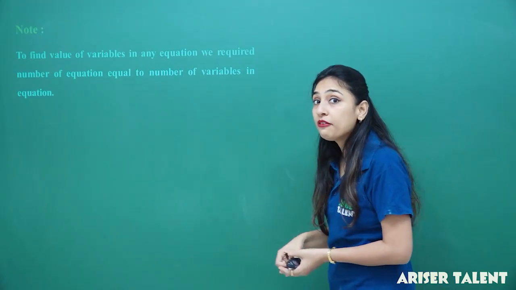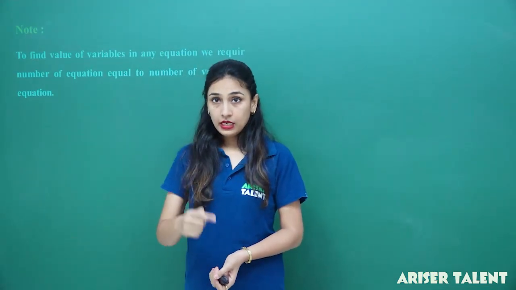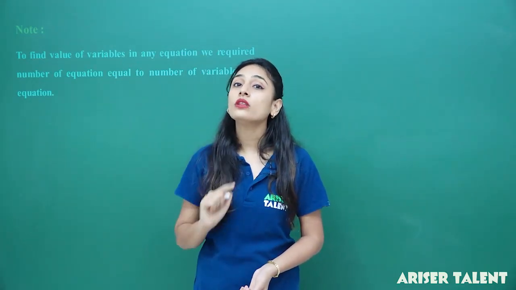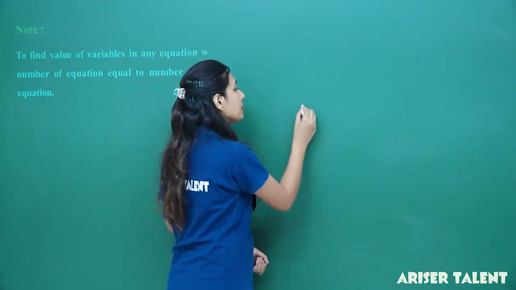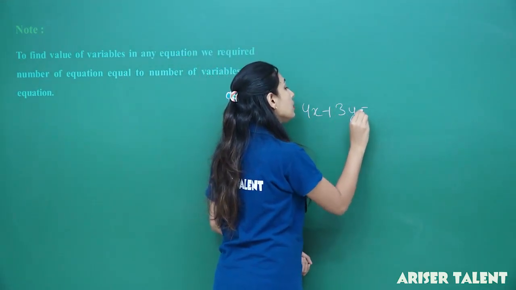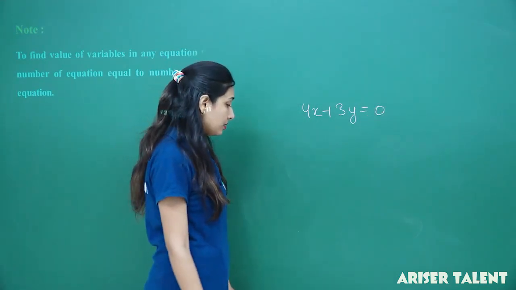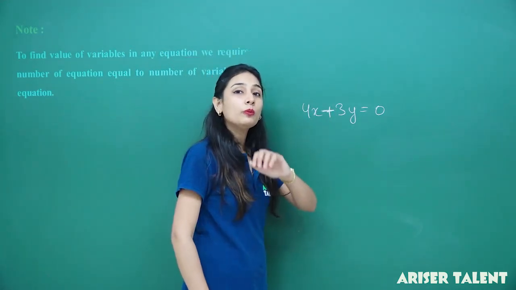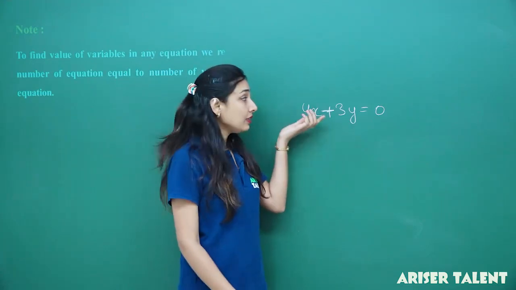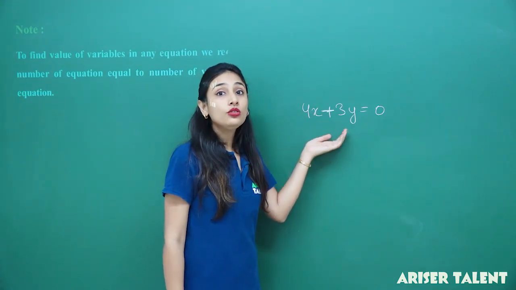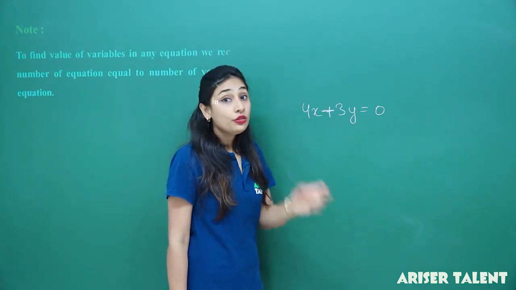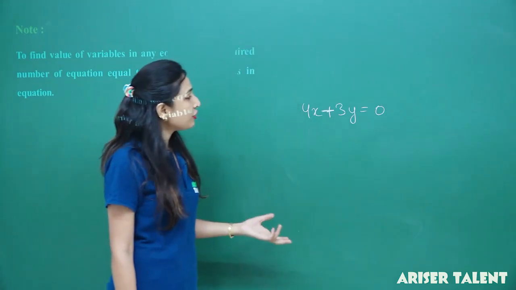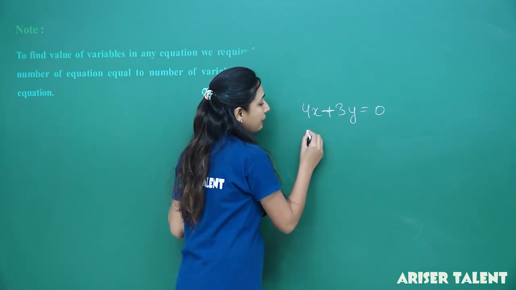This is important, students. If I have two variables in my equation, then I have to have two equations to solve this. What does that mean? If I have 4x plus 3y equals 0 and someone comes to me and tells me to solve this equation, I'll say, are you mad or what? Can I do this with one equation given? No, I can't. You have to provide me another equation for this.